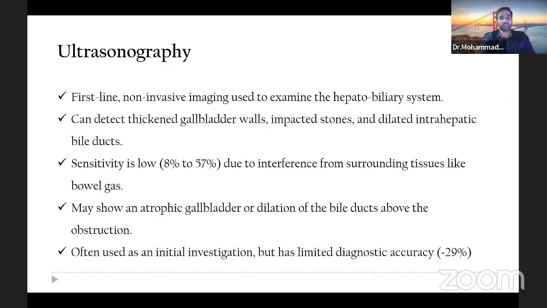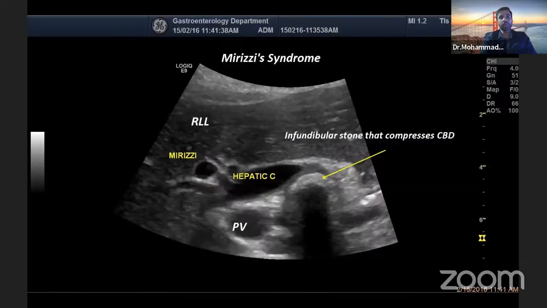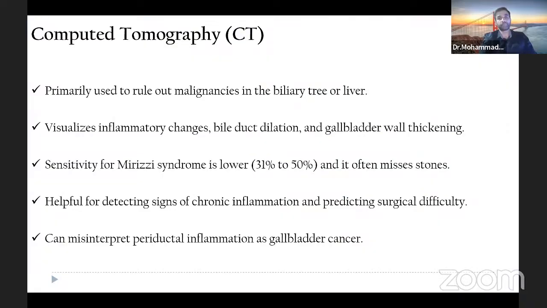Ultrasound is the first investigation we do in these cases. It may show an atrophic gallbladder, dilatation of bile ducts, thickened gallbladder walls, an impacted stone, or dilated ducts. This is a picture showing an inflamed stone that compresses the CBD.